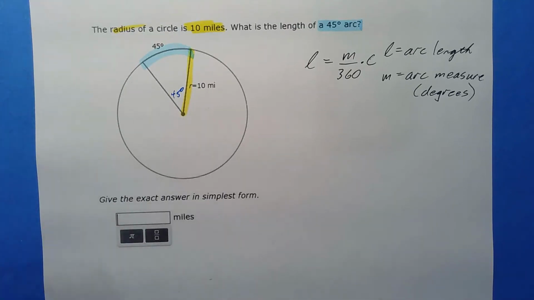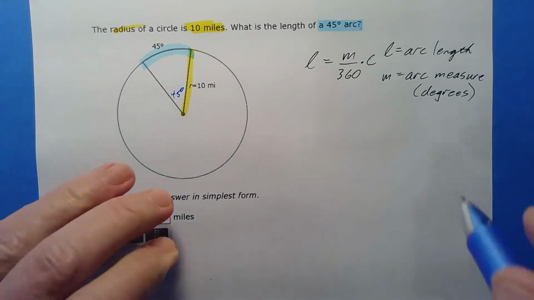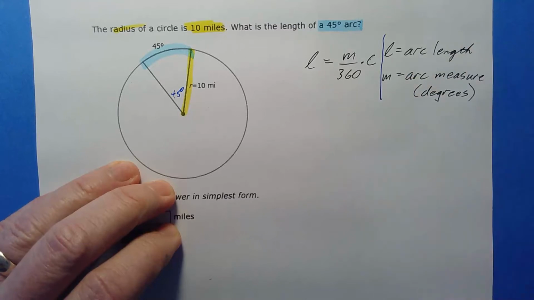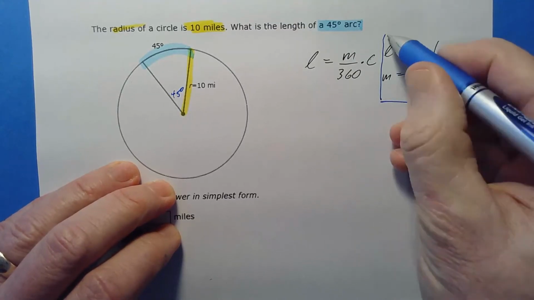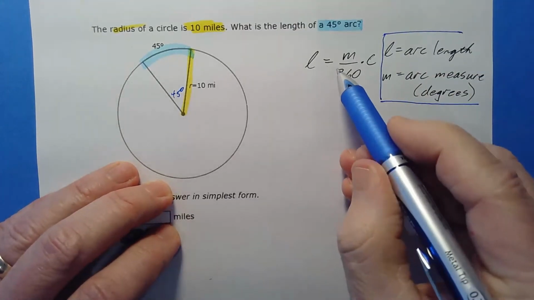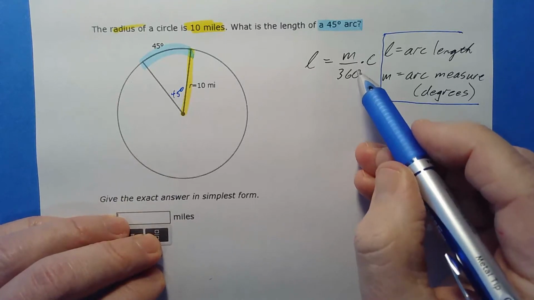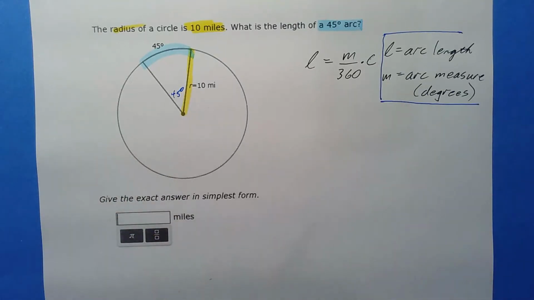So it's a little tight here. Let me draw a line here, keep this out of the way. So this is over here. Keep those over here separate from the formula. So the length equals M over 360 times C. Now C is the circumference.